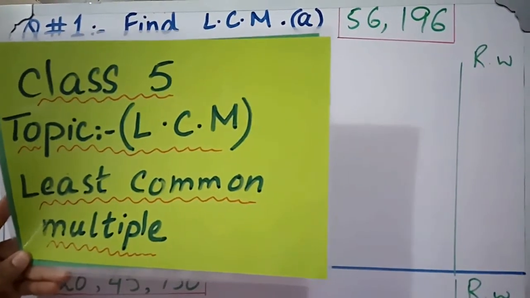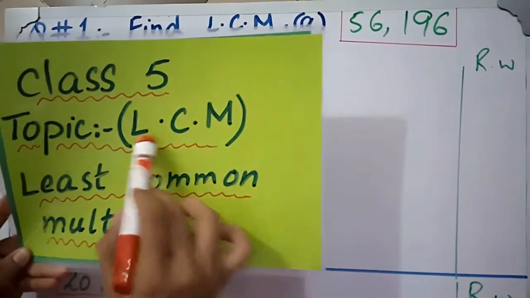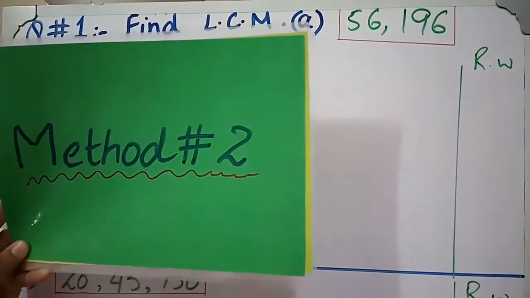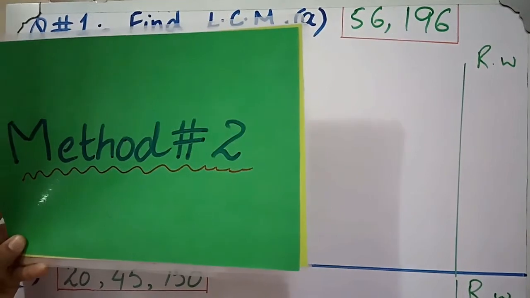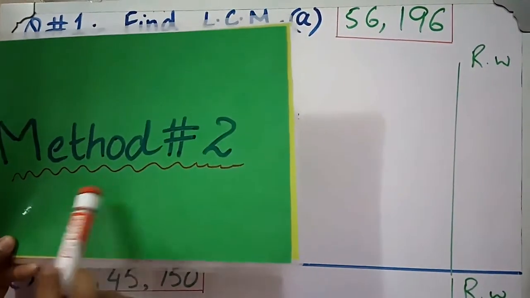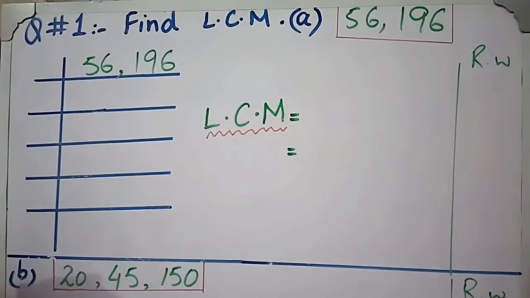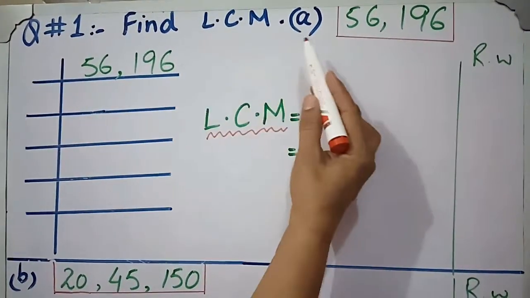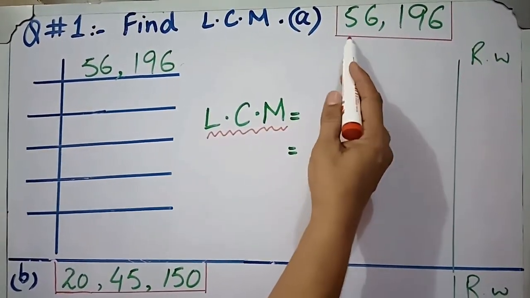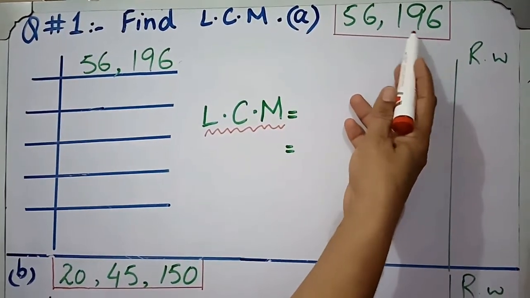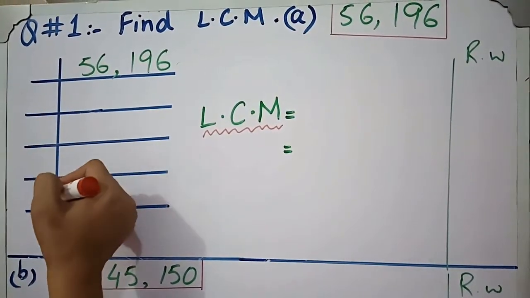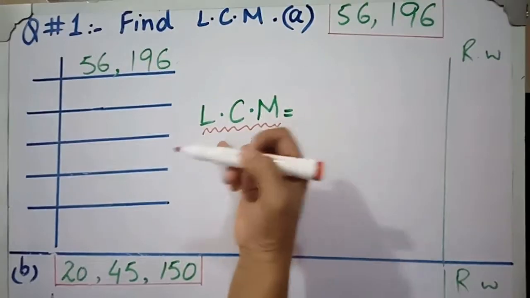Again I am here for your new topic, the same topic, LCM, least common multiple, and today I will present method number 2. In the previous lecture I did method number 1, finding the multiples separately, but in method number 2 I will do it like this. Now we have a question: find the LCM of 56 and 196, and we will find their prime factors and multiply them to find the LCM.